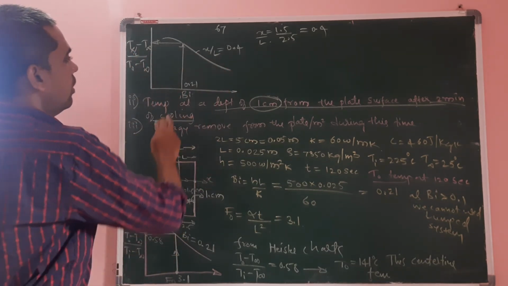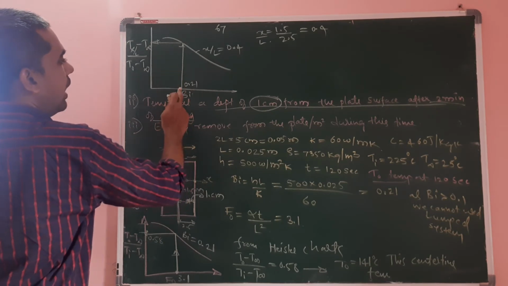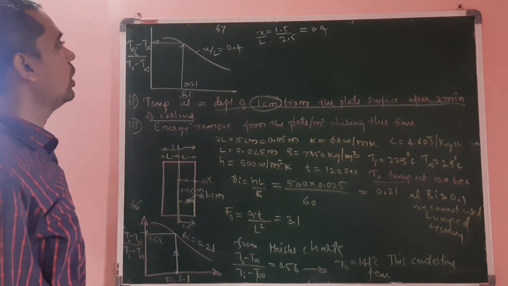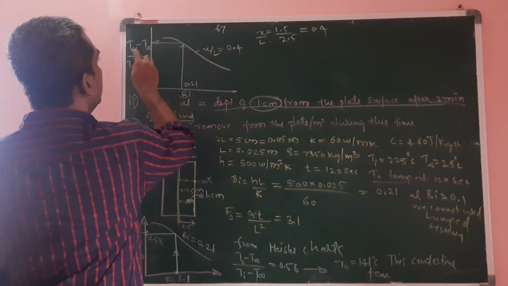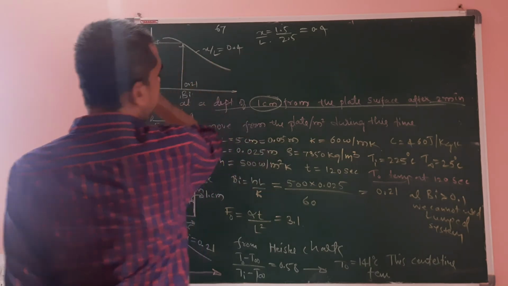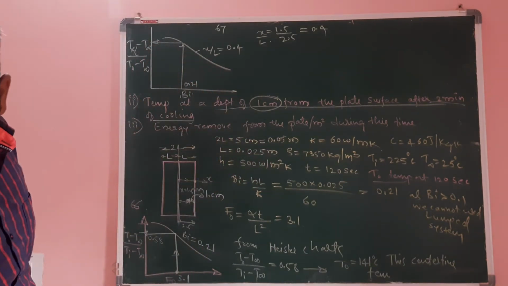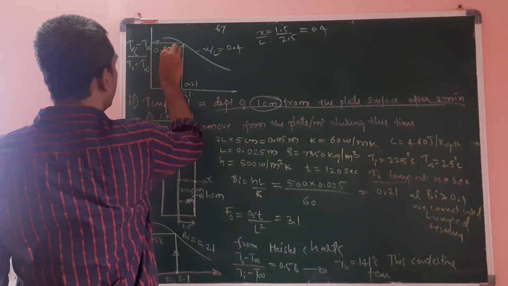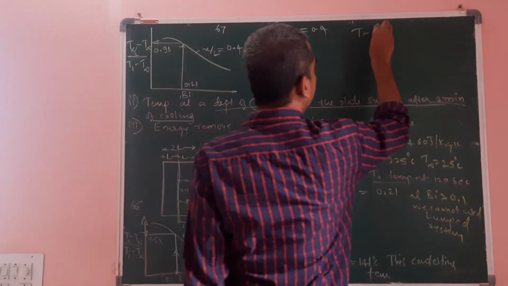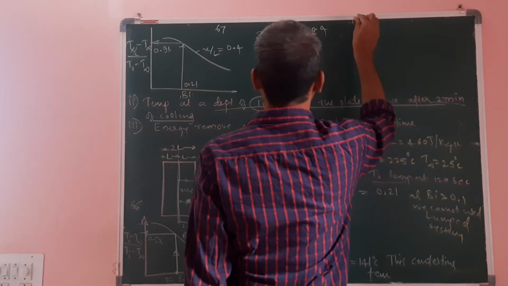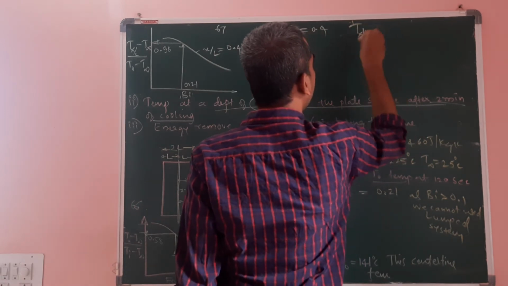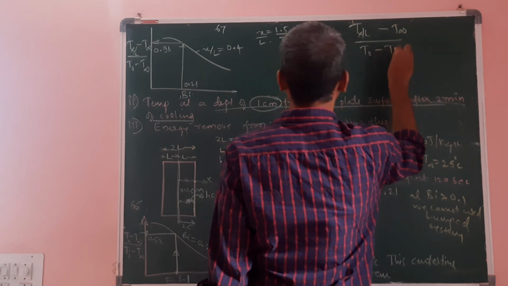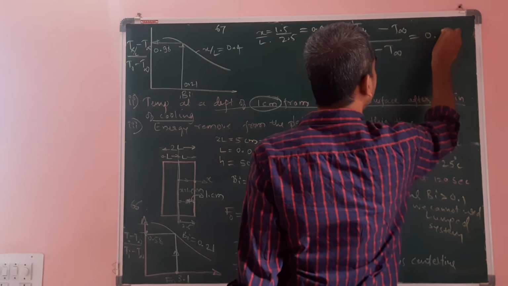Okay. You have to draw one vertical line at 0.21. Wherever it intercepts x by L equal to 0.4, you have to draw one horizontal line. You will get that value as 0.98. Therefore, (T at x by L minus T infinity) divided by (T naught minus T infinity) is equal to 0.98.